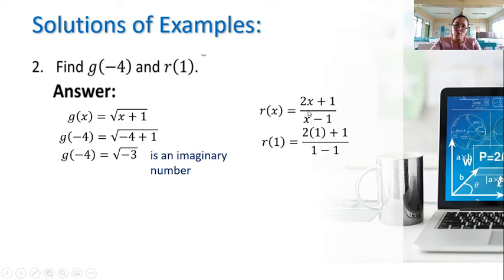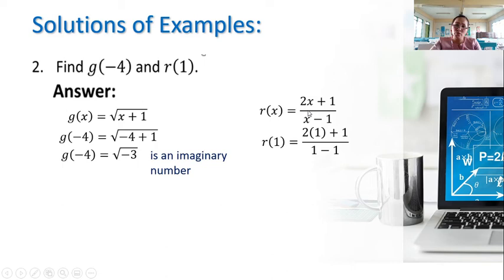Hence, we could say that g of negative 4 is not possible because negative 4 is not in the domain of g of x, because the resulting value becomes an imaginary number. On the other hand, solving for r of 1 is also not possible since 1 is also not in the domain of r of x, because upon solving for r of 1, the resulting value is undefined. That makes it not possible.